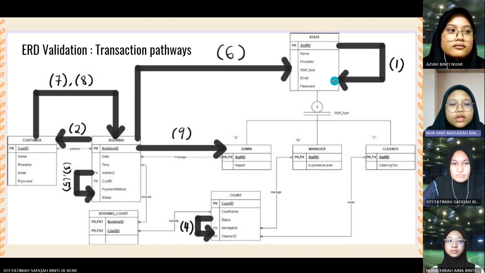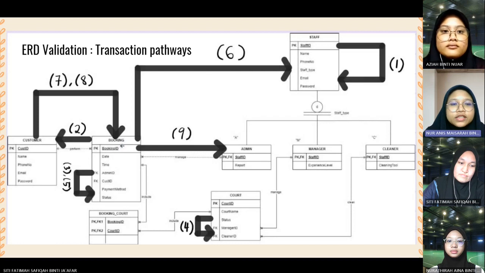Query number 2, list all information of booking where customer ID is 1. The pathway for this transaction is from booking to customer, since we want to list booking information of customer with ID 1. Query number 3, to count total number of booking and name it as total booking. The transaction pathway for this query is from booking to booking, as we want the total of booking that has been met.